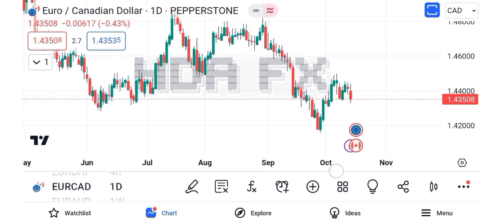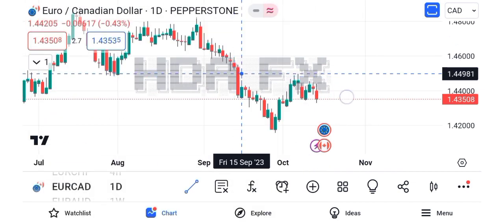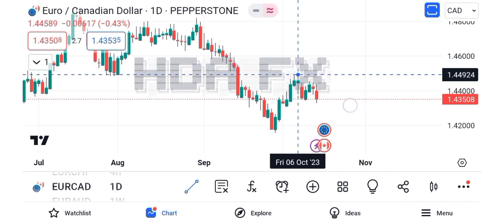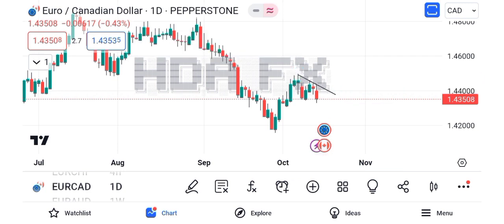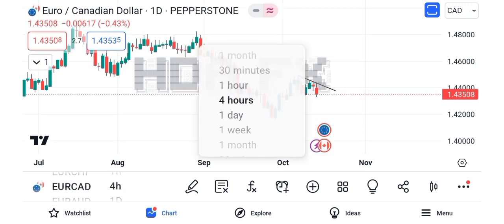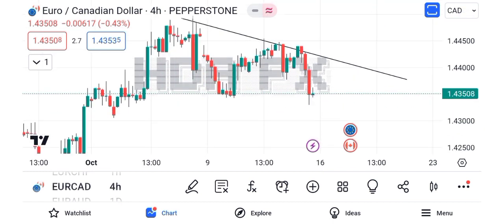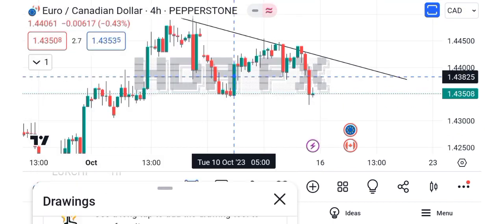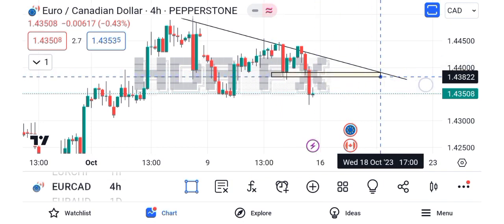So guys, our next pair we'll be looking at is EUR/CAD. On EUR/CAD, we can spot this key level here, which is a beautiful trend line. Now let's move to the 4-hour time frame and see what we have there also. On the 4-hour time frame, we have this key level here, this beautiful structure here.